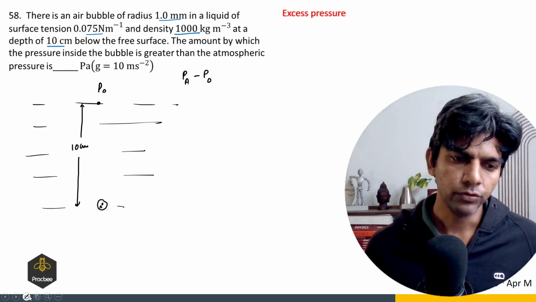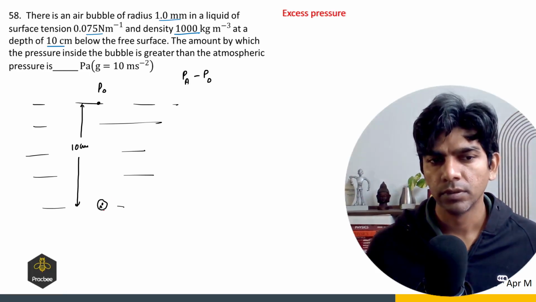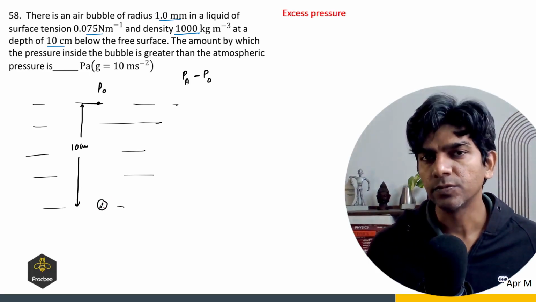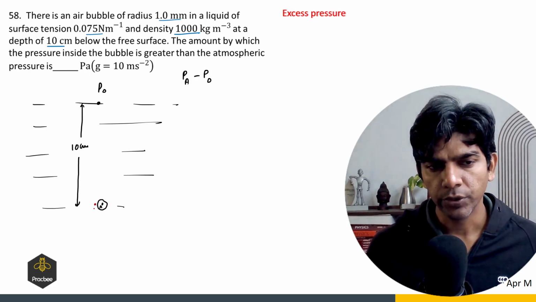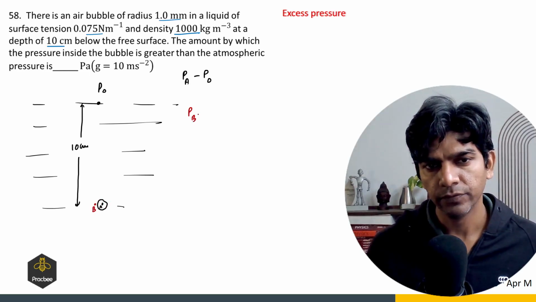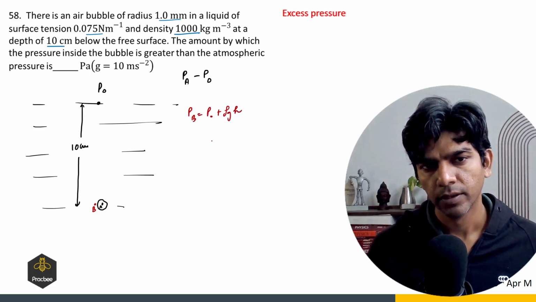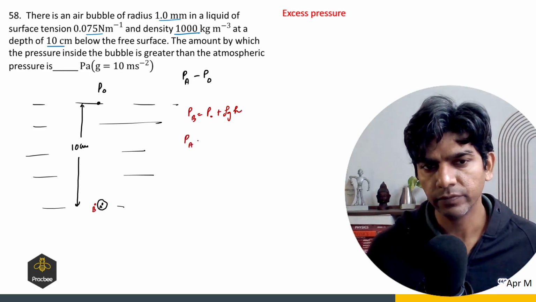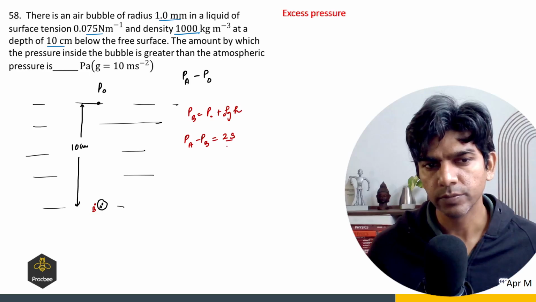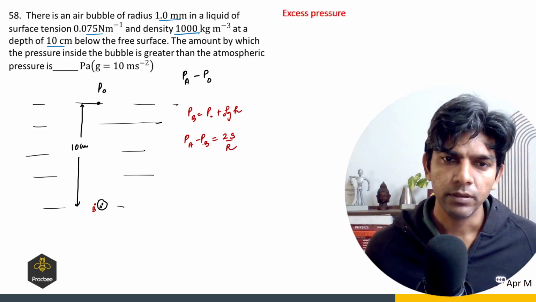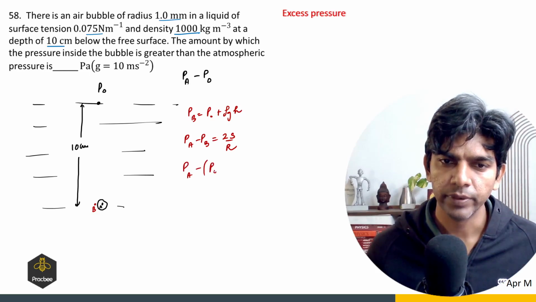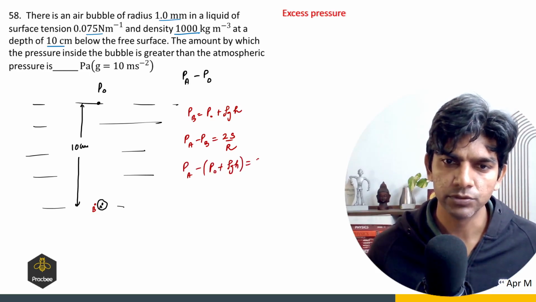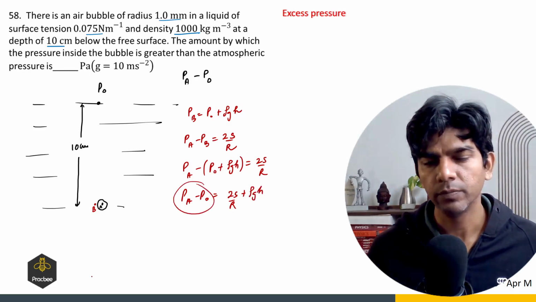Okay, right. So what you can do in case of an air bubble, the excess pressure is 2S by R. So if I consider a point outside, B, so pressure at B will be P0 plus rho GH, and pressure at A will be greater than pressure at B by 2S by R. So from this we can say PA minus P0 minus rho GH is equal to 2S by R. So here PA minus P0 will be 2S by R plus rho GH. So we have to find PA minus P0.